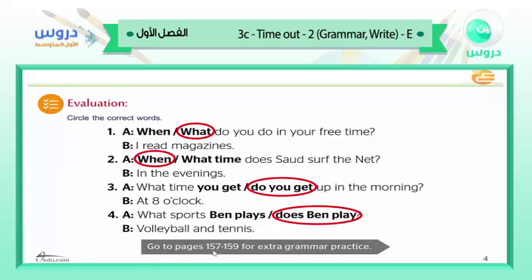Go to pages from 157 to 159 for extra grammar practice. If you want to practice more, if you want more exercise, go to these pages from 157 to 159.